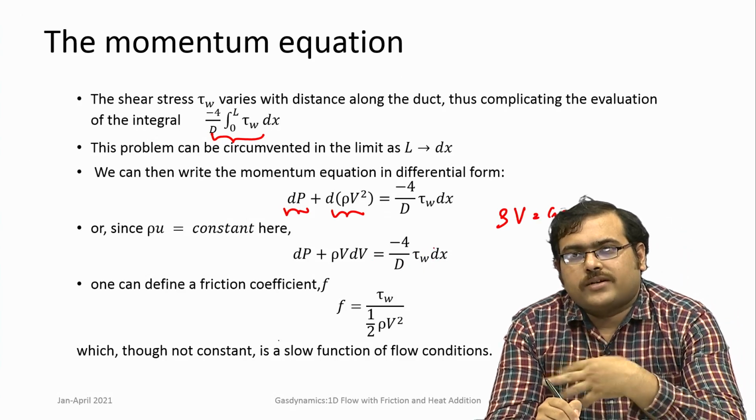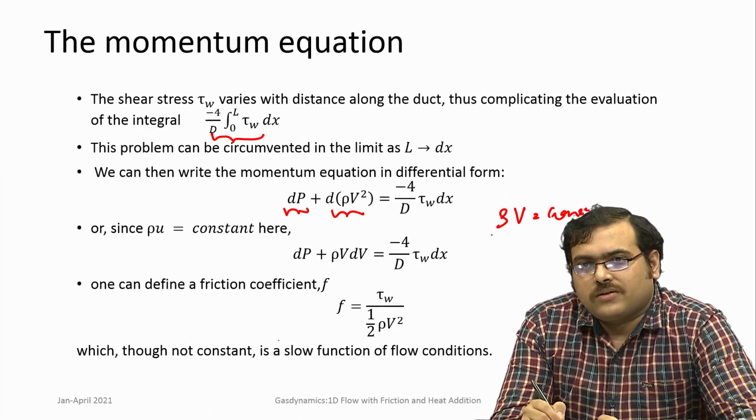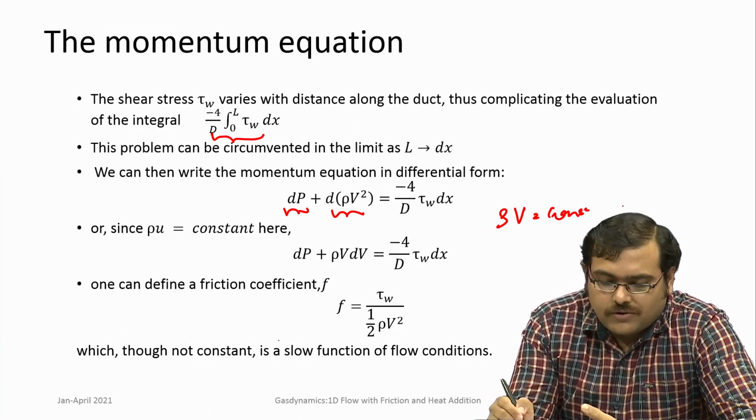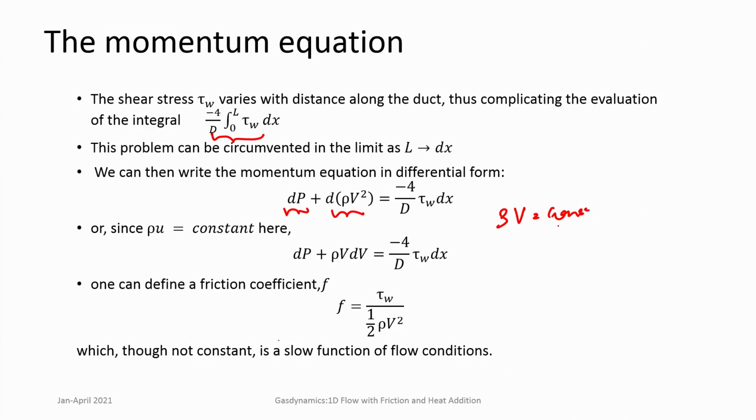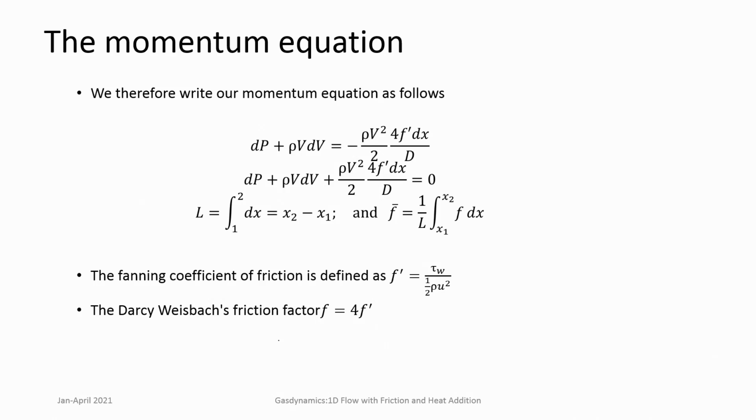Now, we need some way to express the shear stress on the wall. For this we take the definition of coefficient of friction. This is something we can easily borrow. Cf or f, coefficient of friction, is tau wall by half rho v square. Usually f is also not a constant, but it is a slow function of flow condition. So, it does not vary very rapidly, it is somewhat slow in its variation. So, if you put that, we write this in terms of rho v square by 2, 4 f prime by d.